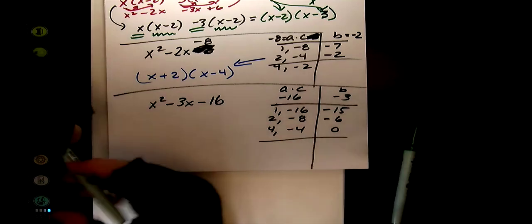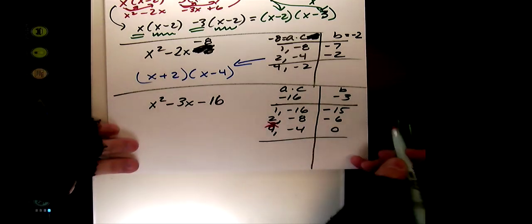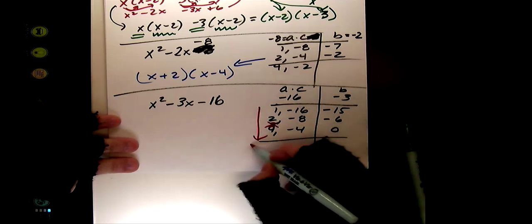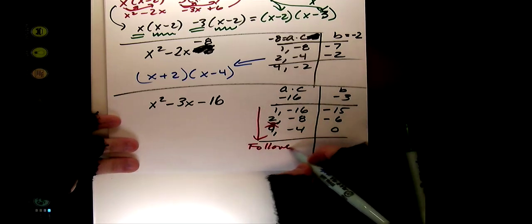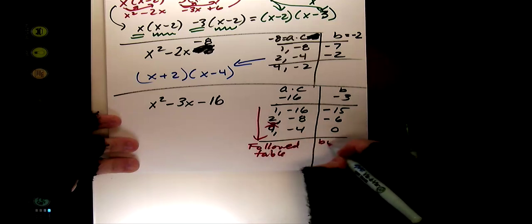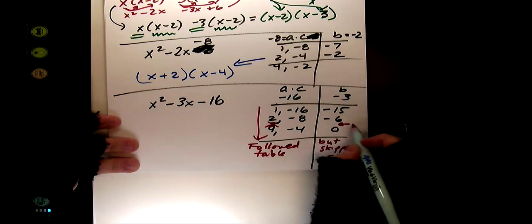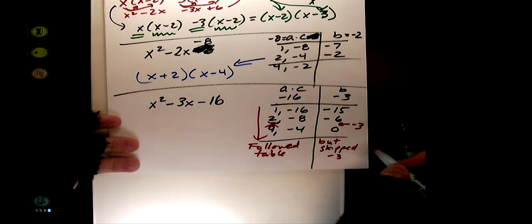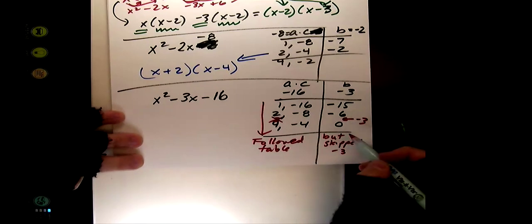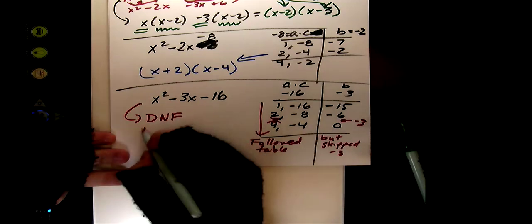By following the table systematically, there was no 3, so cross off the 3. We followed the table but skipped -3. If there was a -3, it would have been in here. And since we skipped it, D and F does not factor.